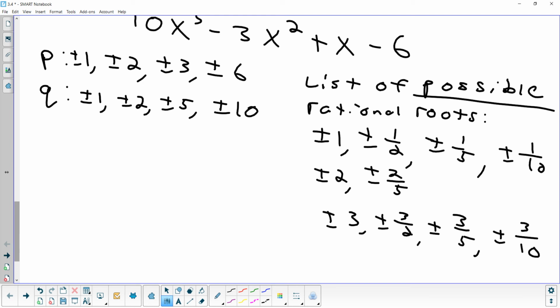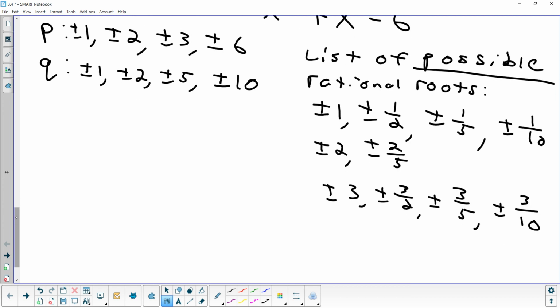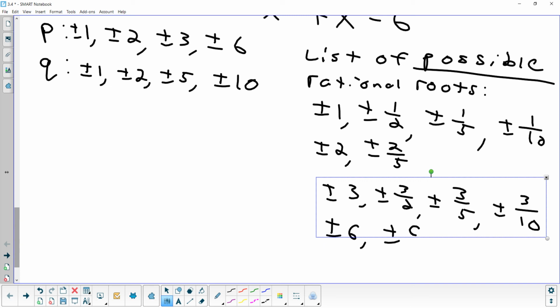And let's finish up with the possible rational roots that have a 6 in the numerator. Now, what would be my first one? 6 over 1. My next one, 6 over 2, which is 3. So we can skip it. We already have 3. What would my next one be? 6 over 5. I don't have that one. And my last one would be 6 over 10, which reduces to 3 over 5. Already have it.